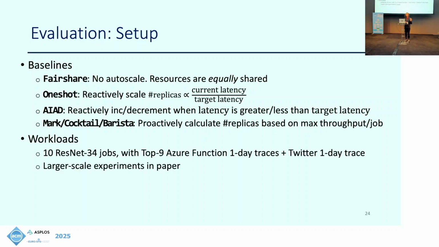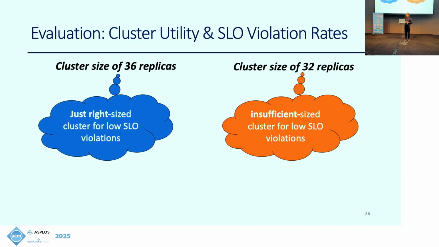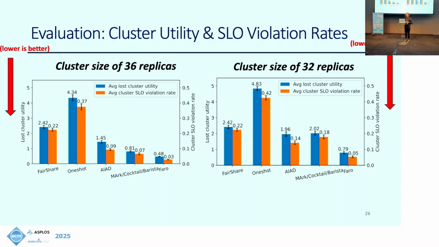I'm going to describe only smaller scale experiments. The paper contains larger scale experiments. Here we have 10 jobs with the top 9 Azure function one-day traces and the Twitter one-day trace. We have 2 clusters. The cluster with size 36 replicas in total is enough to satisfy our SLOs. The cluster with 32 replicas is oversubscribed, meaning it's going to miss some SLOs.